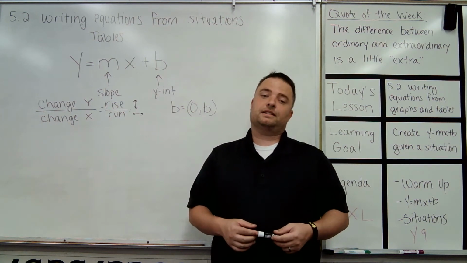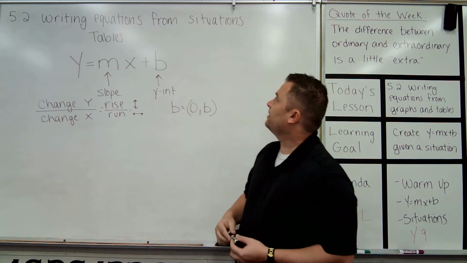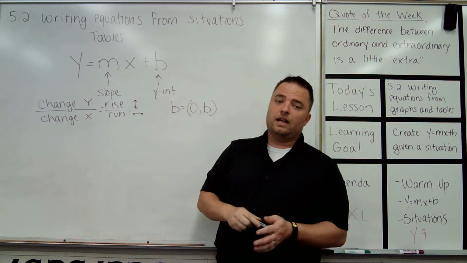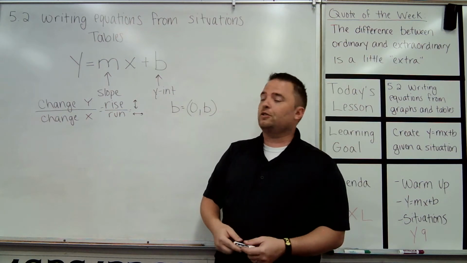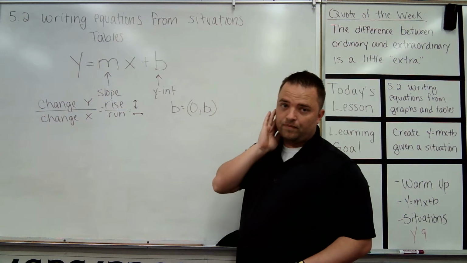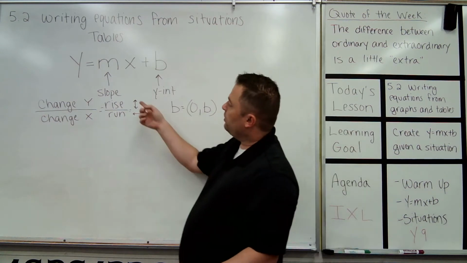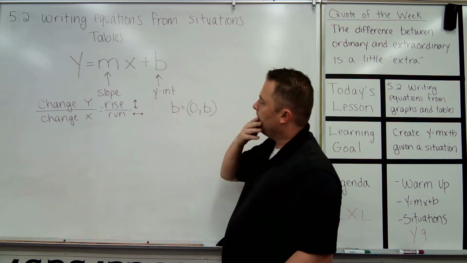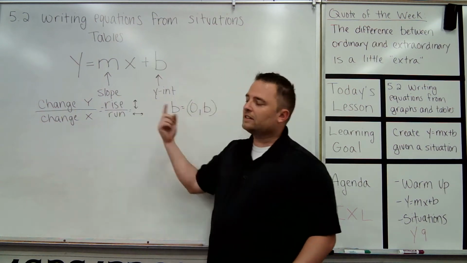Today we'll be discussing writing equations from different situations, namely tables this time, okay? All of our information boils down to how well we know y equals mx plus b. Well, we know that the m stands for the slope and that the b stands for the y-intercept, but what do these look like?